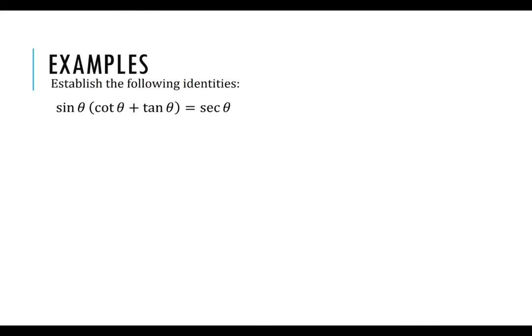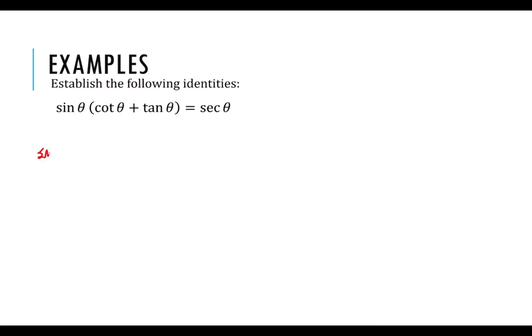Alright, so let's establish this identity. Sine of theta times cotangent of theta plus tangent of theta is equal to secant of theta. Personally, I think the left side's more complicated, so I'm going to start with the left-hand side. And when I write this, I'm going to go ahead and write everything in terms of sine and cosine, because maybe that will help me get to secant theta.